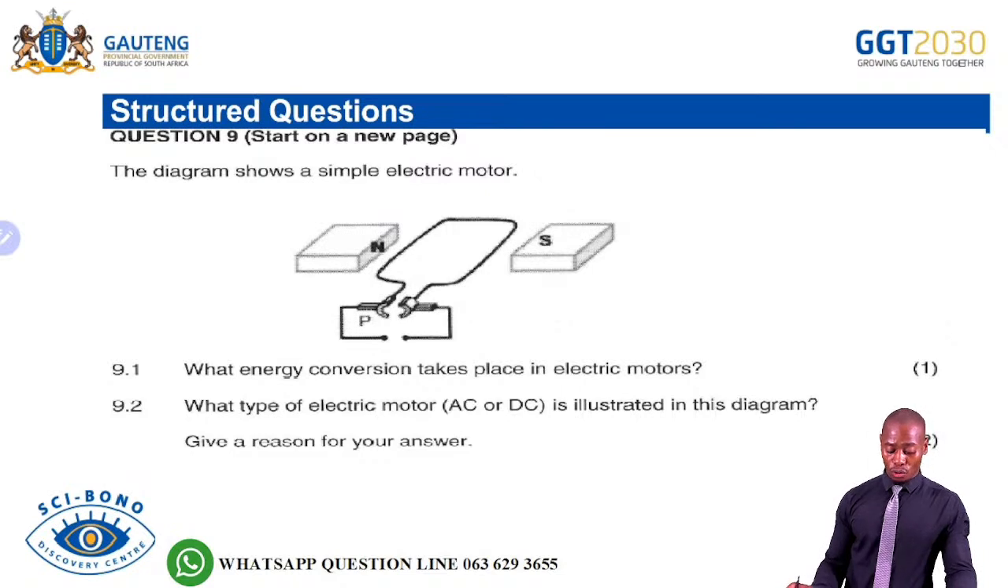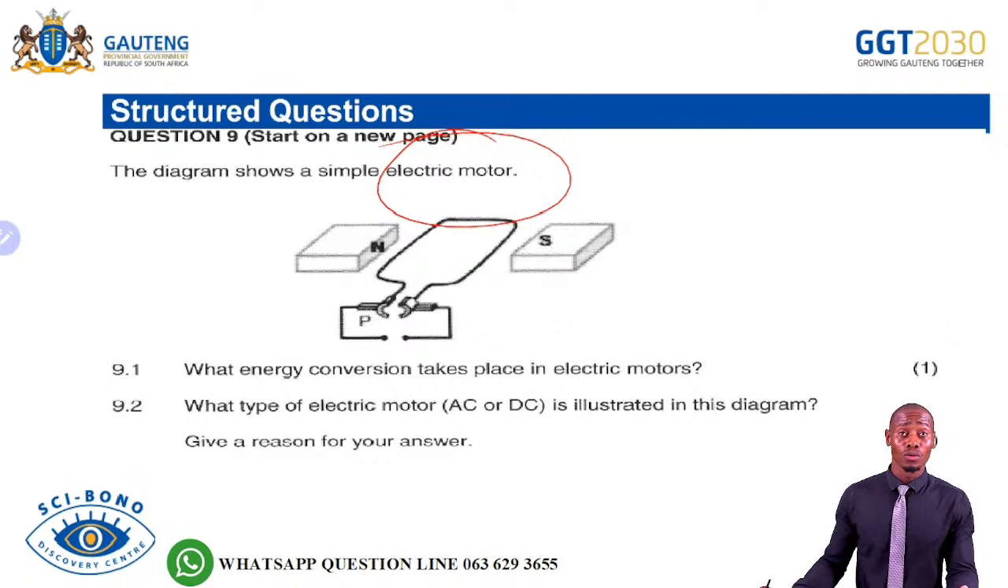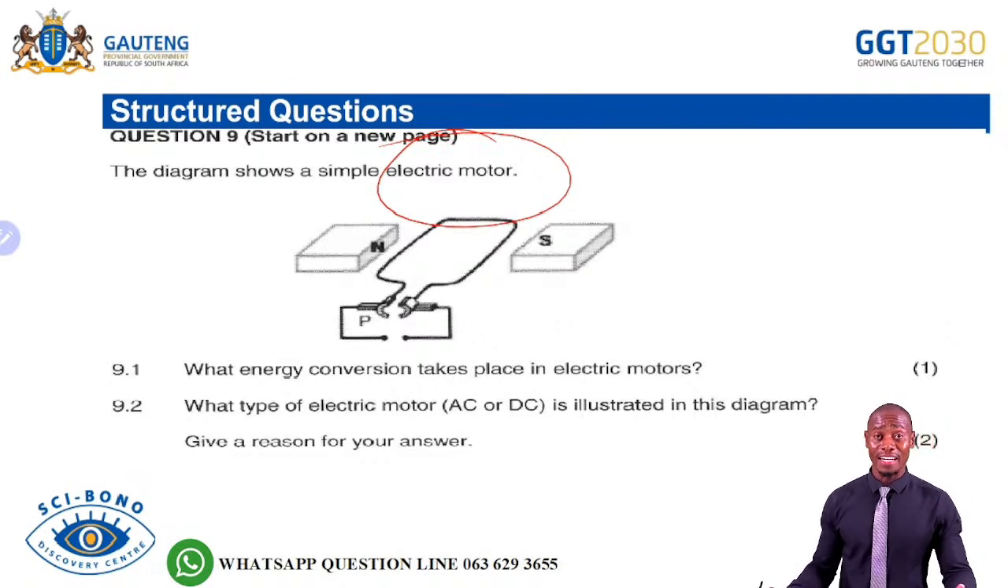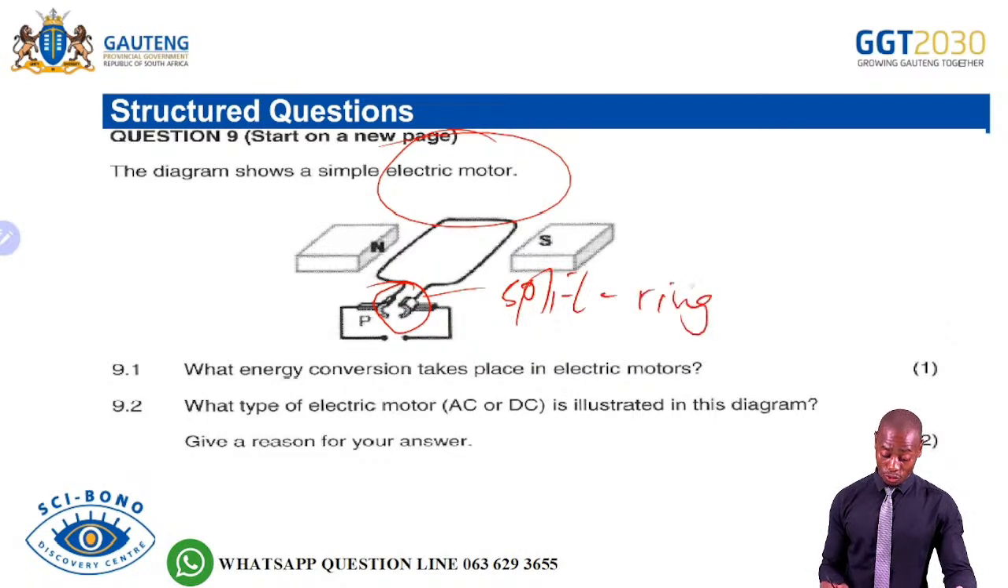All right, let's move to another question because we still have time. The diagram shows a simple electric motor. It's a motor, so it converts electrical energy to mechanical energy. It's based on which principle? Motor effect, right? So is it an AC or a DC? We need to check the components. I can see that component there. This is a split ring commutator.